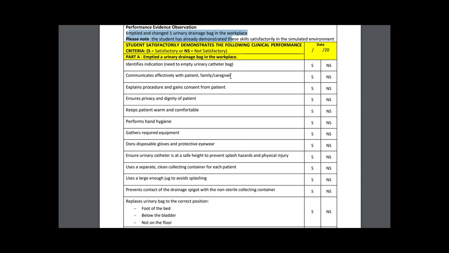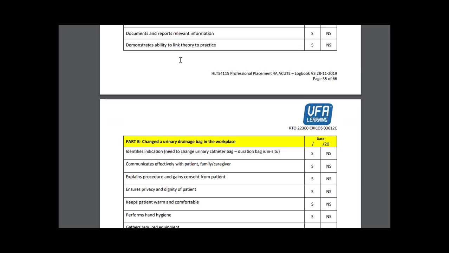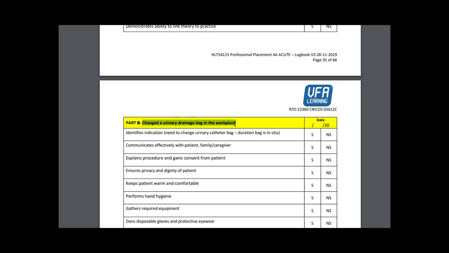So there's a difference between emptying a bag, so that's just emptying the actual chamber, whereas when you change a bag, which is part B, that's actually disconnecting the whole bag and putting on a new bag. So that's usually done at set intervals for different patients and is usually under a hospital protocol.